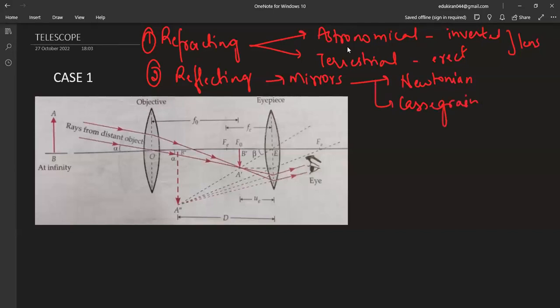Just focus on astronomical telescopes, two cases like this. Object is at infinity. This is just a representation to show that object is kept at infinity. It's not that the object is actually present. You cannot draw infinity anywhere. Okay, so rays from the distant objects are coming. They are getting refracted by the objective lens. They are coming from infinity.